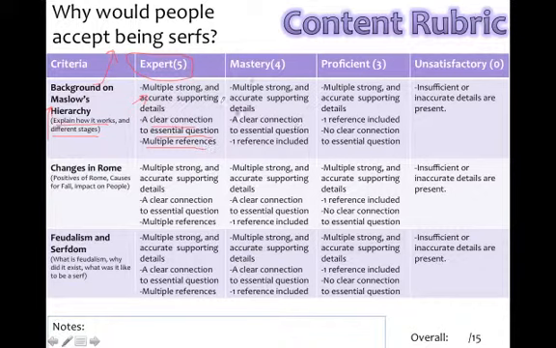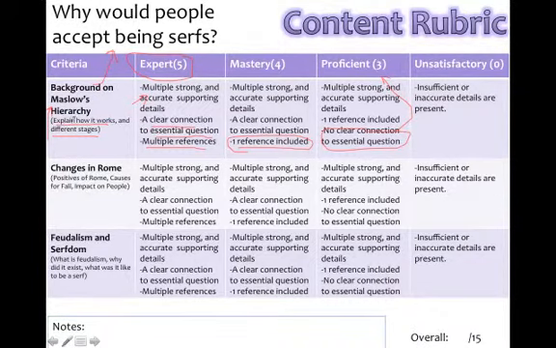If you're off a little bit, you would earn a 4. The specific thing that you would really be missing here are the number of references. That's really the biggest difference between a 4 and a 5. As soon as you start losing connection to the essential question, like let's say you have a lot of information about Maslow's hierarchy, but it just doesn't really relate back to the whole idea of why would people accept being a serf, then you would still be proficient in earning a 3 out of 5. However, that obviously isn't the score that most of you are going to want.